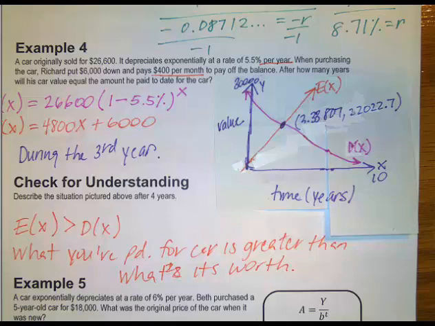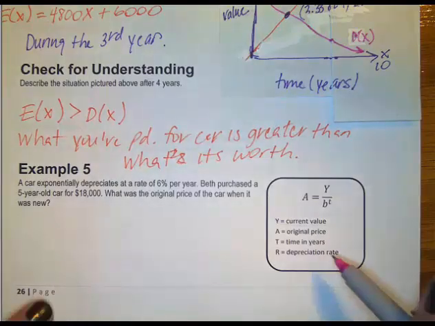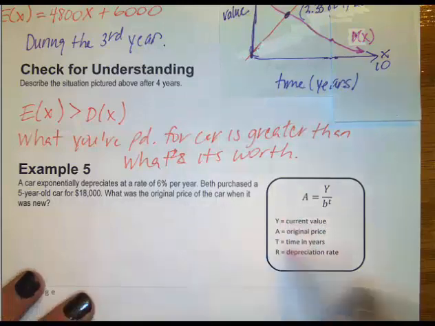All right, let's try number 5. A car exponentially depreciates at a rate of 6% per year. Beth purchased a 5-year-old car for $18,000. What was the original price of the car when it was new? So we are going to use this formula over here. What was the original price? So that's what we're looking for.